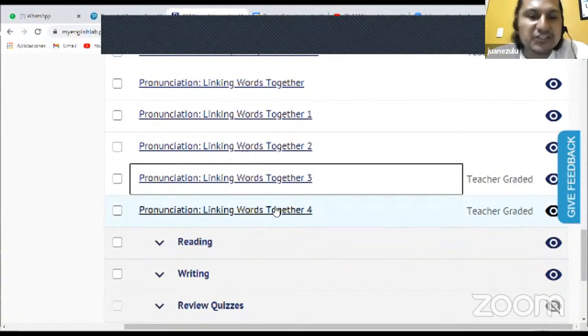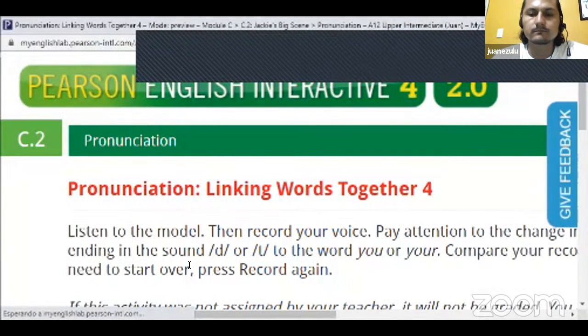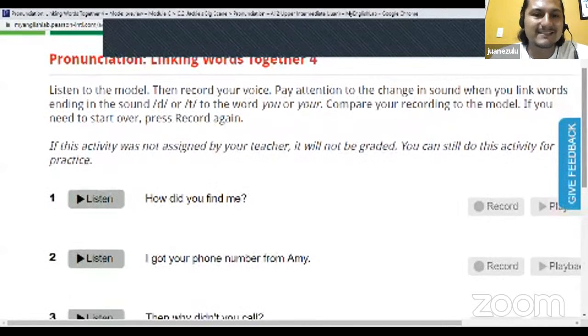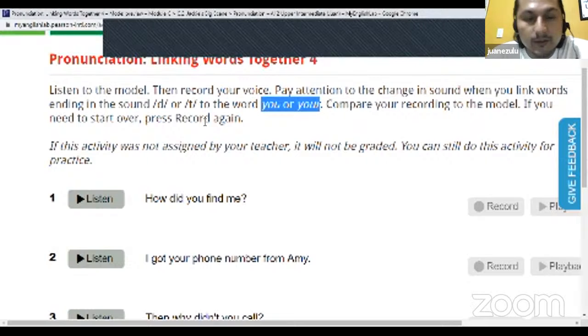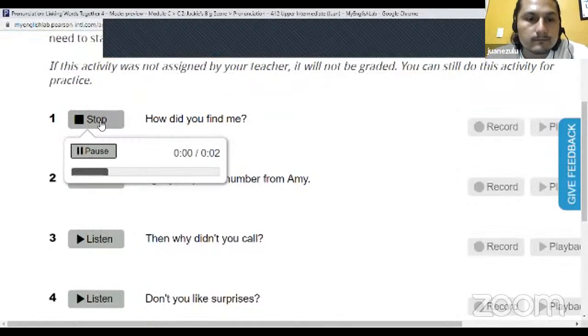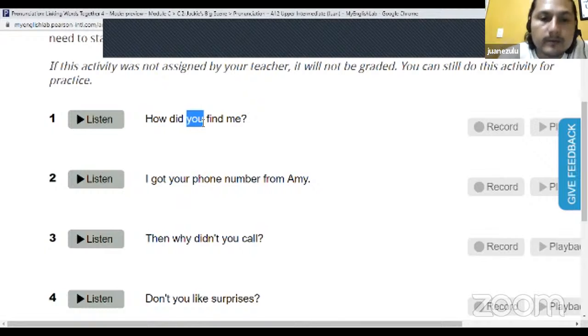And let me go to the last pronunciation linking word, number 4. Here it is. Linking word number 4. So we basically have the same, but in this specific activity, remember, there's a little difference between you and your. So let's listen to number 1. How did you find me? How did you? And remember, there's a verb after the you sound. So we know by context we are talking about the personal pronoun you, not your, because if it were your, we would have a noun afterwards.